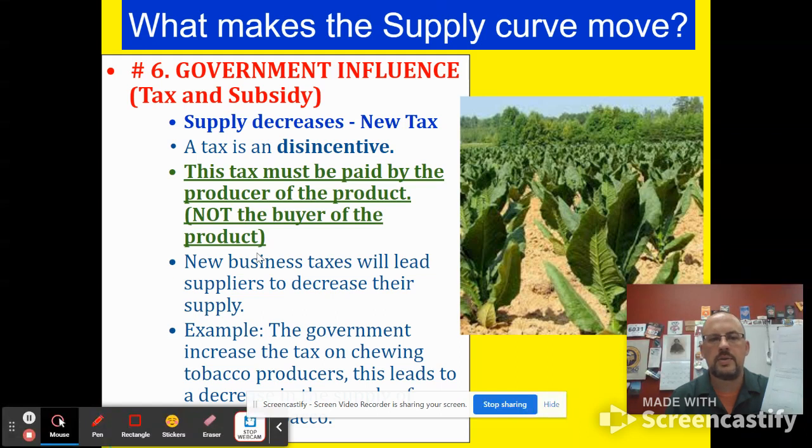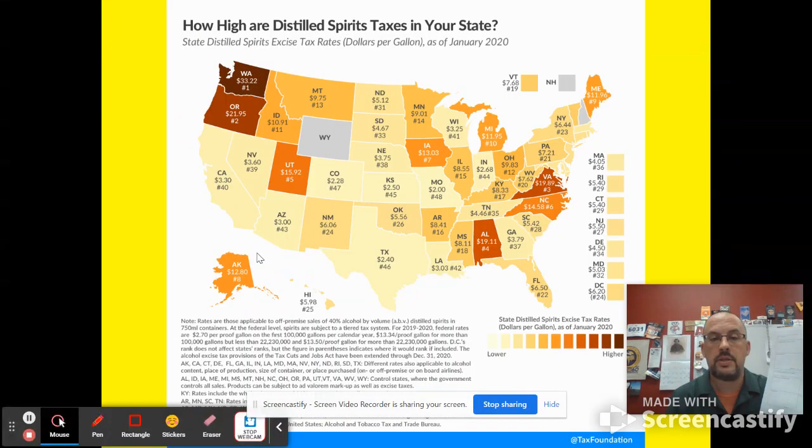Again, you also have tax. Now this is a tax on the producer of a product. So anytime the government wants to discourage the production of a good or service, they will tax it. For example, the government taxes tobacco production. They also, as this screen shows, tax liquor production. For example, in Arizona, as you can see here, the Arizona government taxes the production of liquor, like vodka or whiskey, at $3 a gallon.